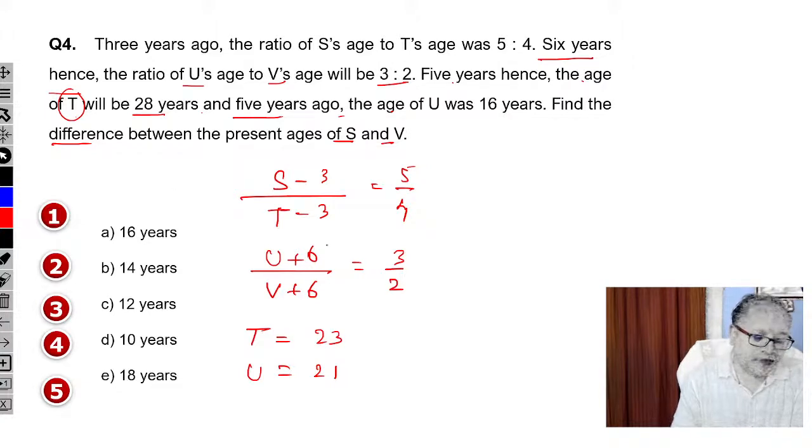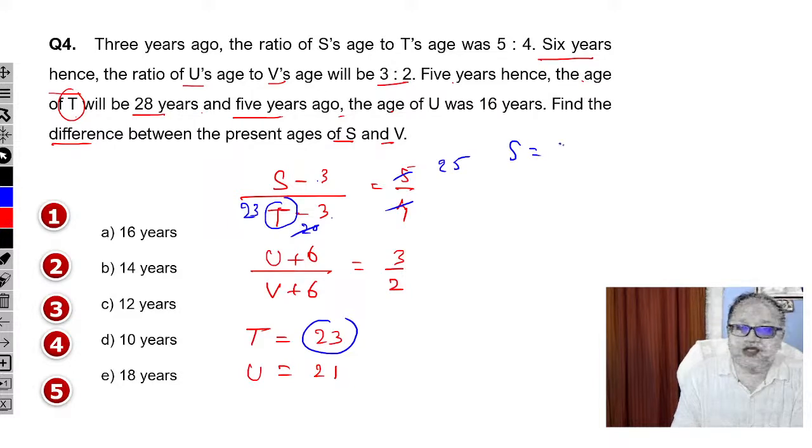Let's check if Aman gets the answer, then I will check the answer. So we know that T is 23. If I replace T with 23, 23 minus 3 is equal to 20. So this gets cancelled 5 times, and 5 into 5 is 25. Then S is equal to 25 plus 3, which is 28. And U is 21. 21 plus 3 is 27, and with 3 this gets cancelled 9 times, and 9 into 2 is 18. V is equal to 18 minus 6, which is 12.